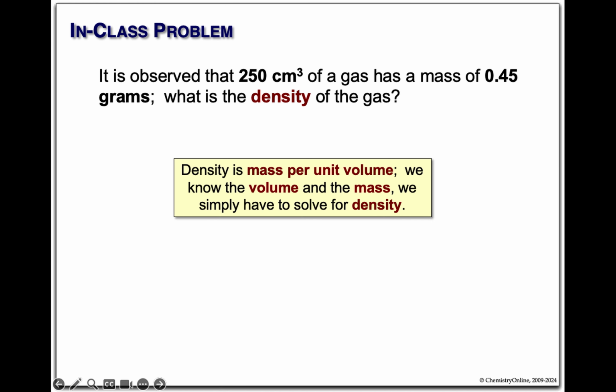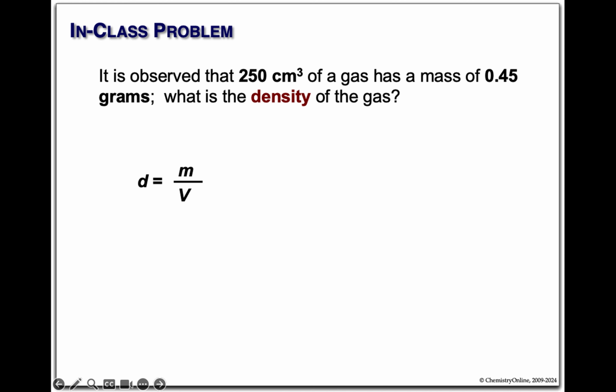Remember, density is just mass per unit volume. We know the volume, we know the mass. All we have to do is simply solve for density. Mass divided by volume, simply substitute in. Our mass is 0.45 grams. Our volume is 250 cubic centimeters. Do our division. 0.0018 grams per cubic centimeter.